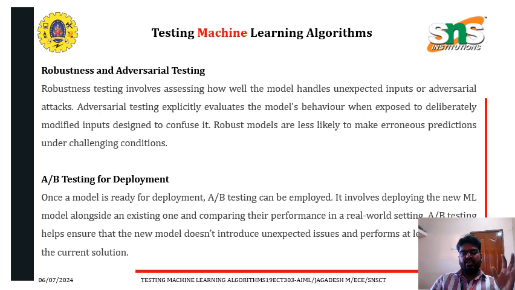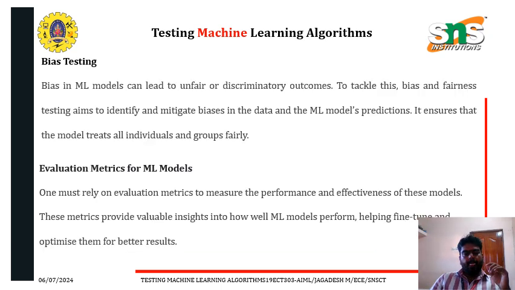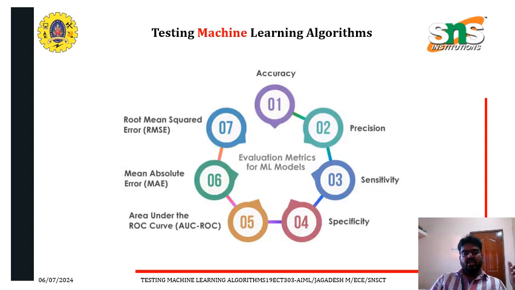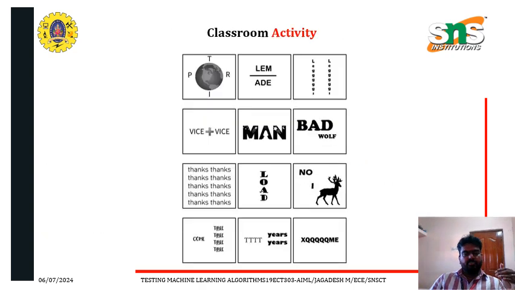A/B testing is where we keep the existing thing and compare it with the predicted value, to see how far the difference will be. A is the existing thing and B is the prediction. So this is called A/B testing for deployment. Bias testing we know, and the evaluation metrics we already know: accuracy, precision, bias, adapting to data changes. So those are the evaluation metrics. Testing a machine learning algorithm has several steps: accuracy, precision, sensitivity, specificity, the area under the ROC curve, mean absolute error, and root mean square error. So these are all the steps, right?